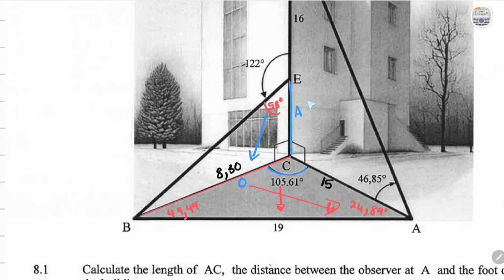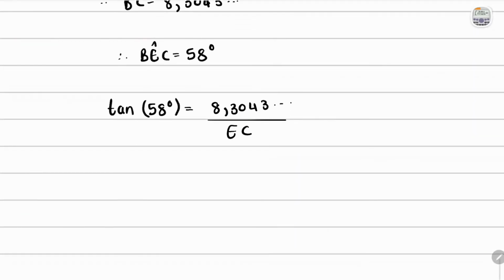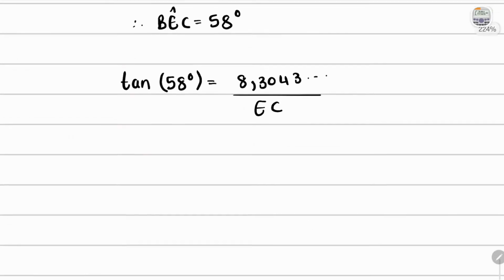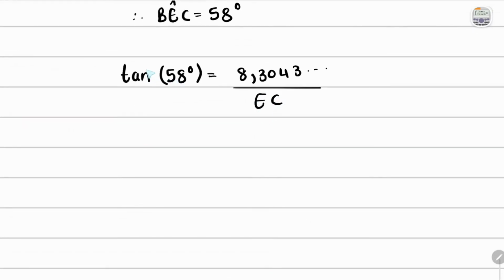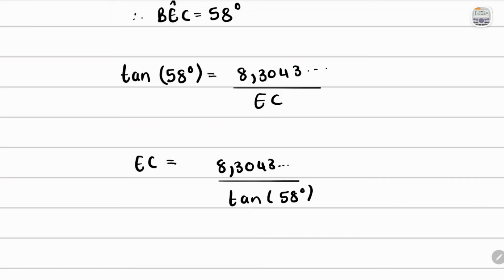So 8.30 over EC. Okay, so you see that as we have this now, to get EC to be the subject, you could multiply both hand sides by EC, but you could also just transpose. So you have EC is equal to, and then you want this to leave so that EC is on its own. This is currently on the numerator because it has a natural denominator of 1. So this is still in the numerator, 8.3043. And then we're going to say, that's not degrees, that's a side. Okay, and that's going to be over tan 58 degrees.